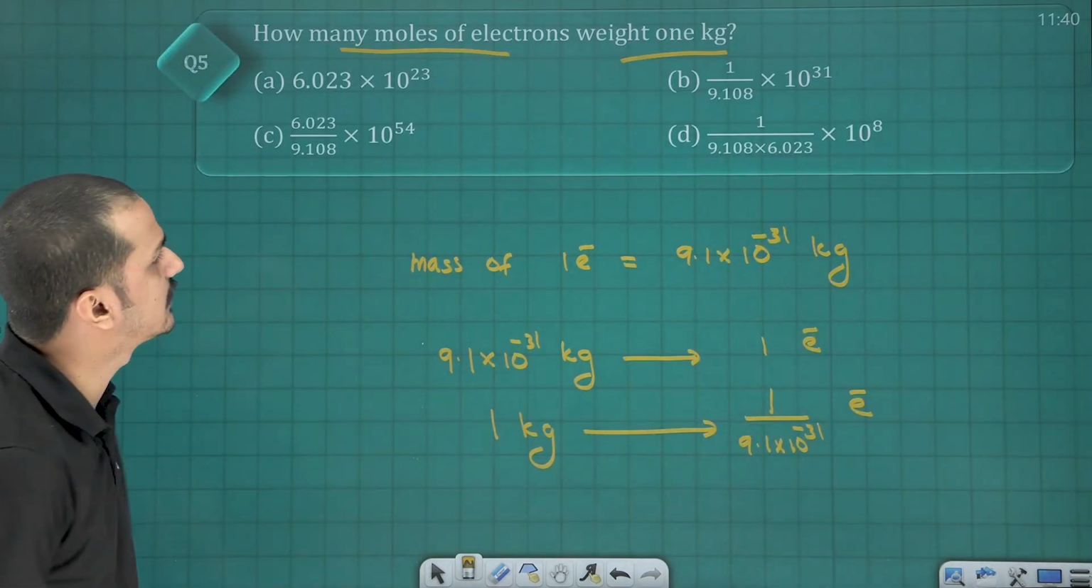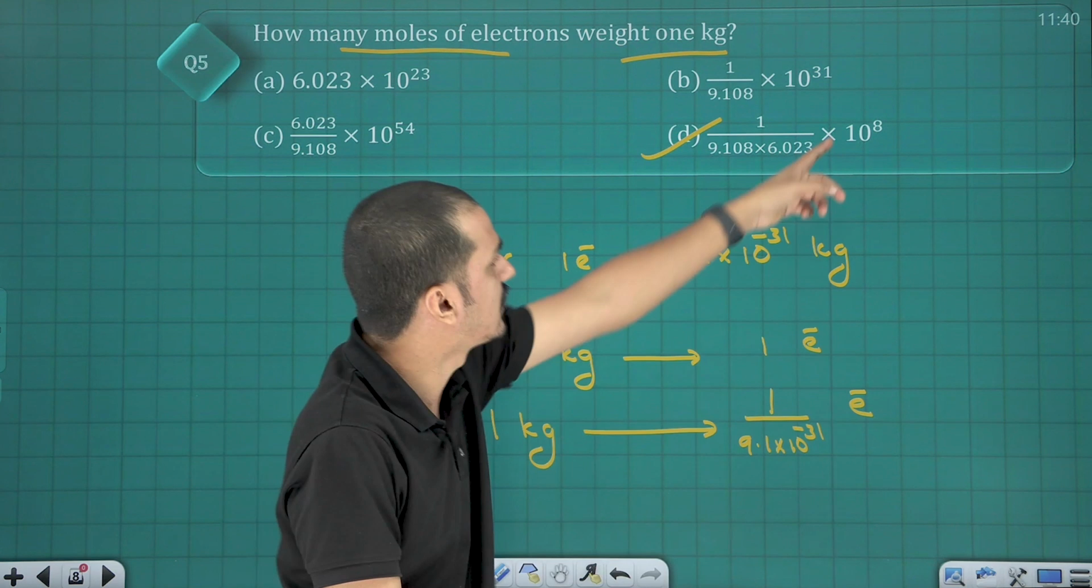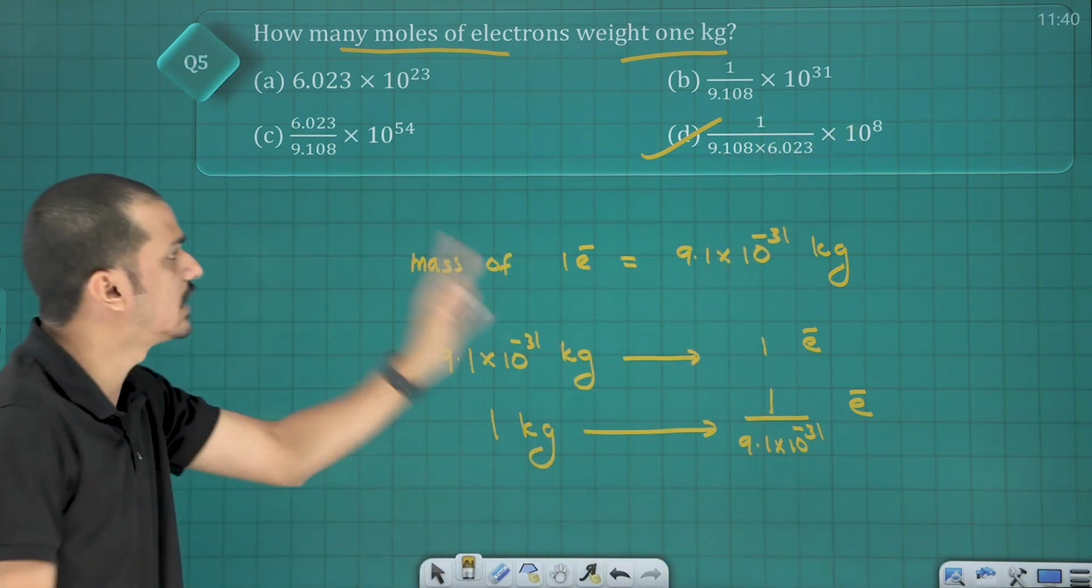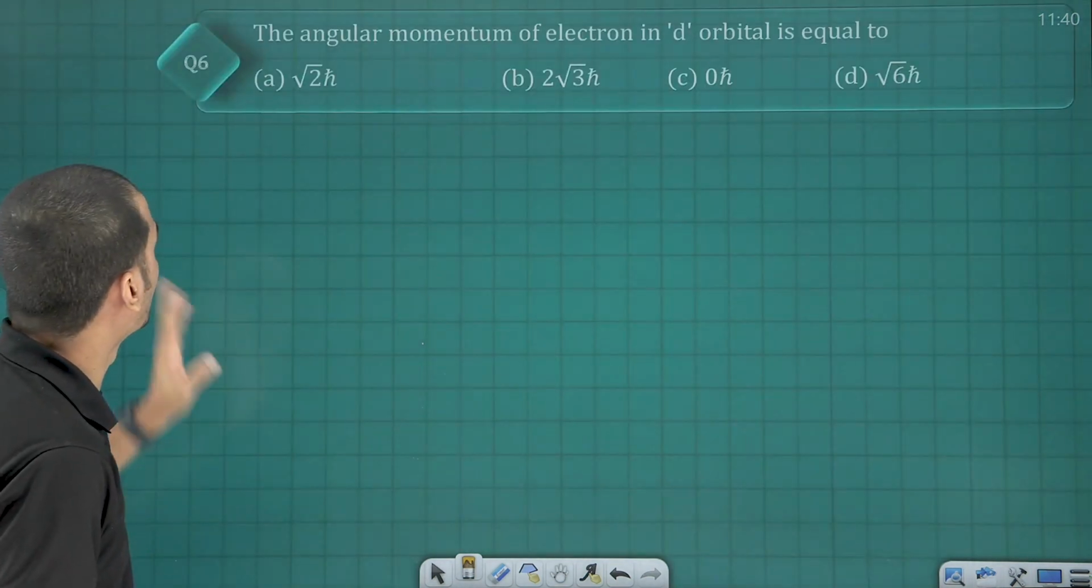Is there any option like that? Yes. Option D is the correct answer: 10 raised to 8 divided by 9.1 into 6.023. Fine, that is the answer. Option D. Ready, guys? Yeah. Next question. We can go to the next question.